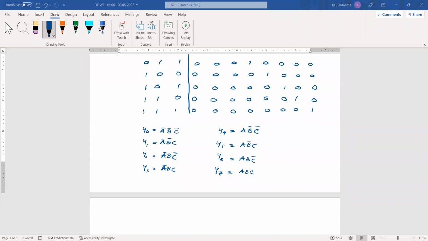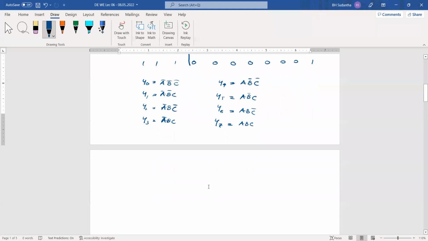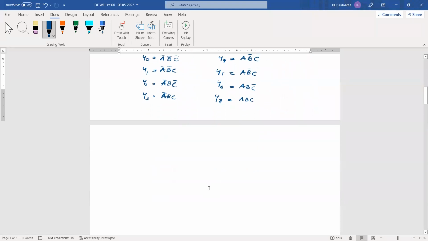Okay. I think you can try drawing this diagram. There is nothing new here. You know how to draw the diagrams. Then we discussed, and we tried making the 2 to 4 decoder.